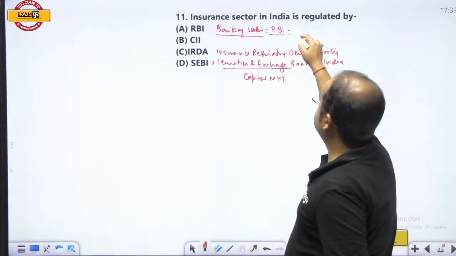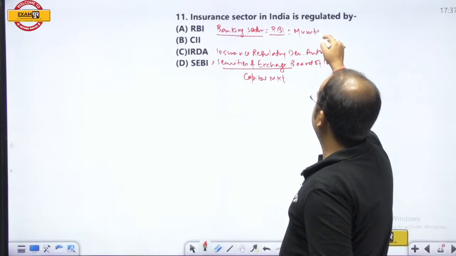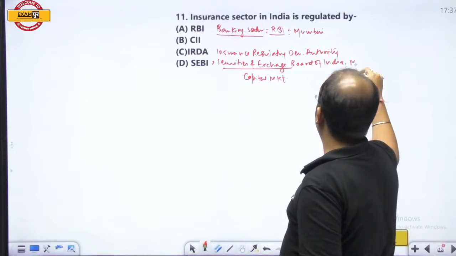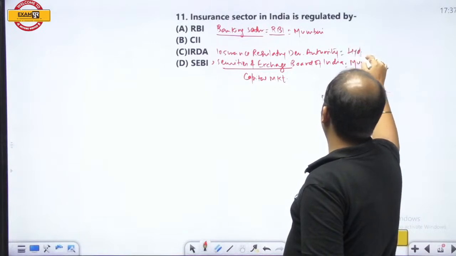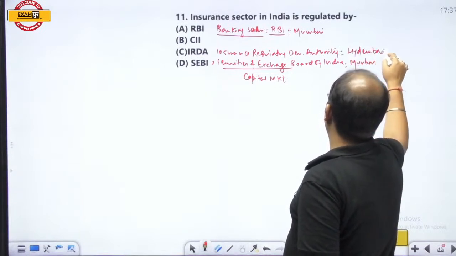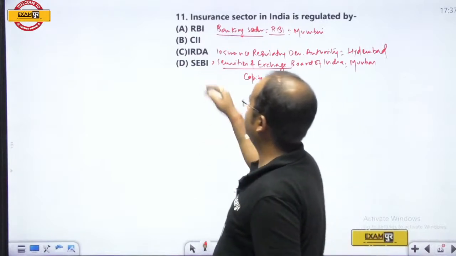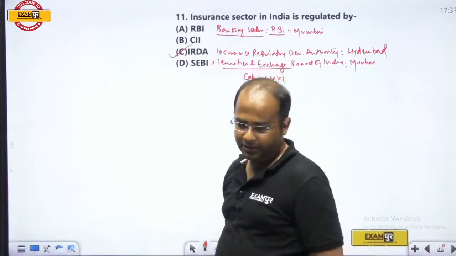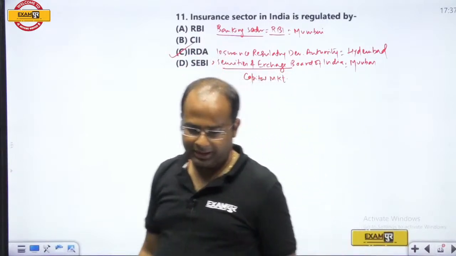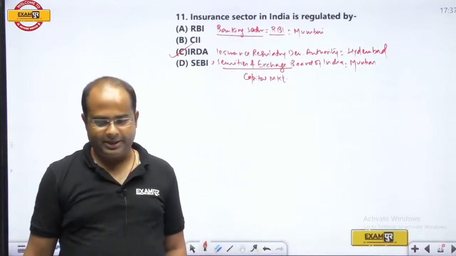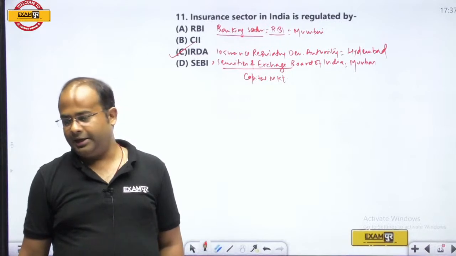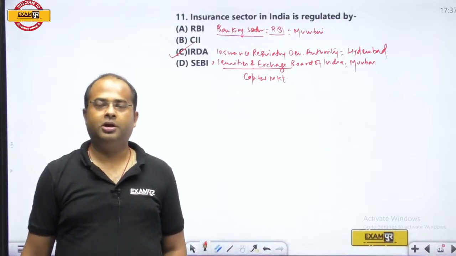Guys, RBI is in Mumbai, SEBI is in Mumbai, IRDAI is in Hyderabad. So the insurance sector is regulated by, it is not A, it is C. So it is C guys, that is IRDAI, Insurance Regulatory Development Authority of India.